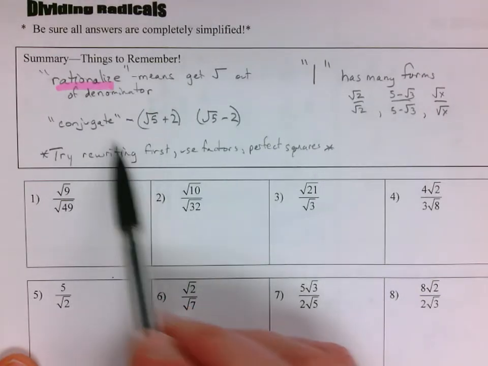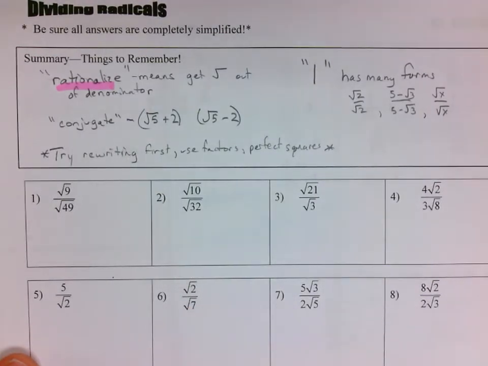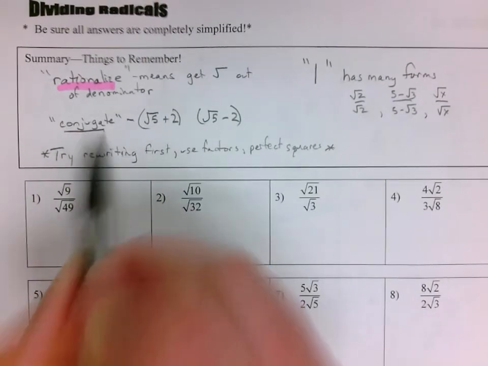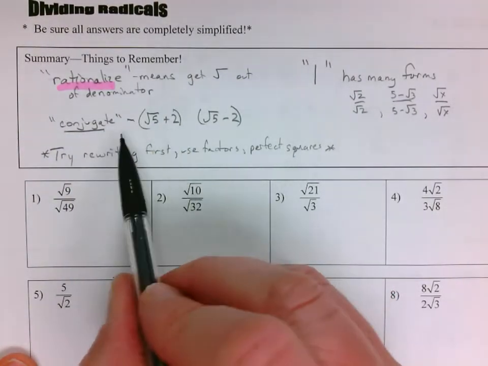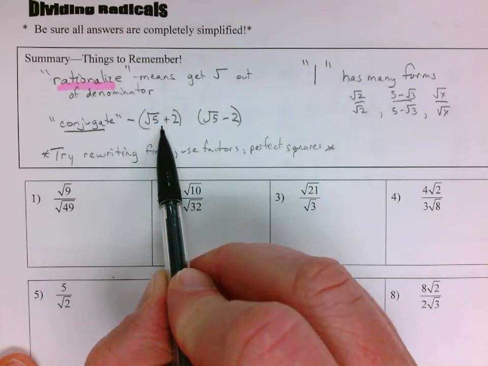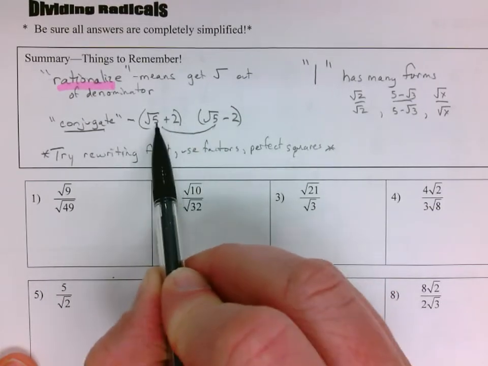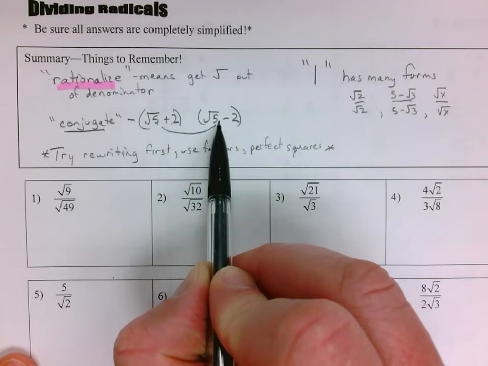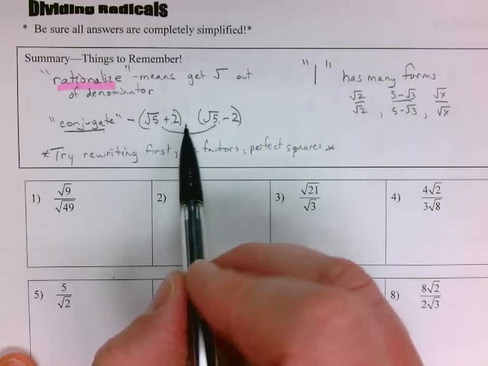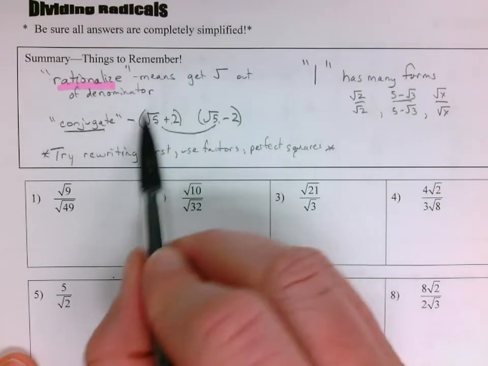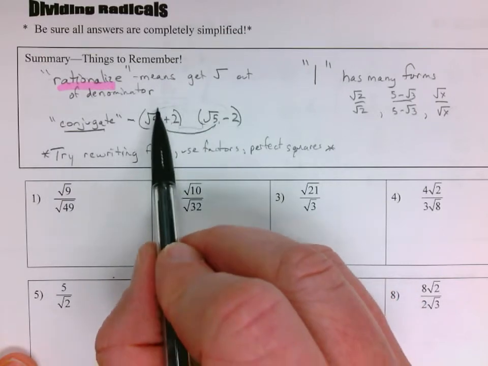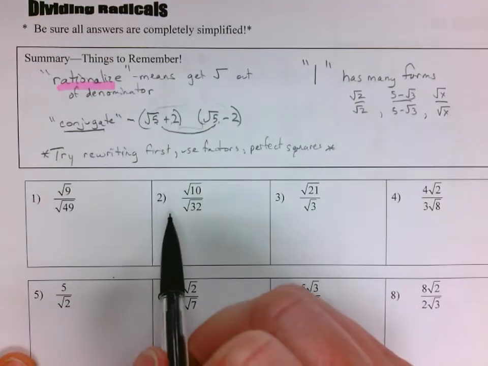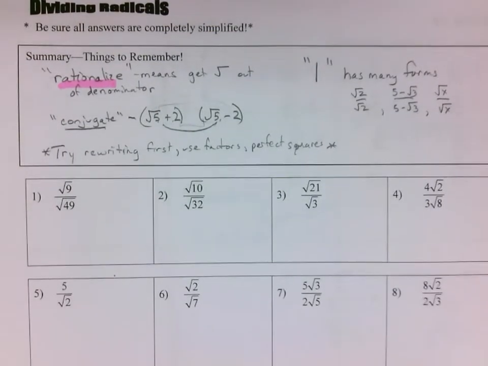A couple of terms that are helpful: conjugate. You realize the relationship: radical 5 plus 2, the conjugate of that is radical 5 minus 2. The reason why, when you go to multiply these together, the inside and outside terms cancel out, and so you end up with just numbers. It's a way to get rid of the radicals.